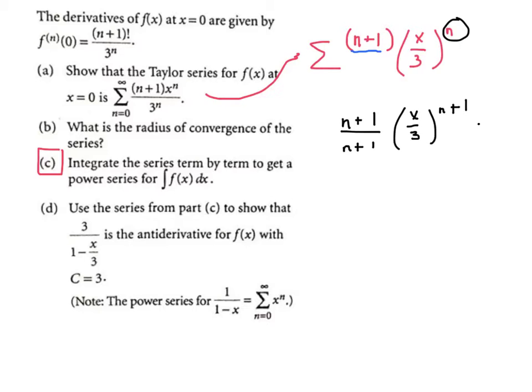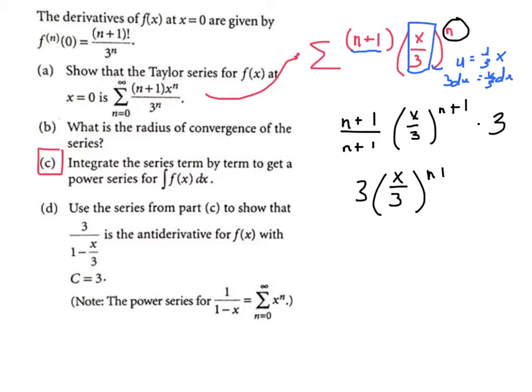And then I have to multiply by 3. And if you're kind of confused where that comes from, think substitution. If u is equal to 1/3 x, du would be 1/3 dx. So to integrate, I'd have to multiply by 3. So my integral is 3 multiplied by x over 3 to the n plus 1. So that's the series for the integral of f of x.